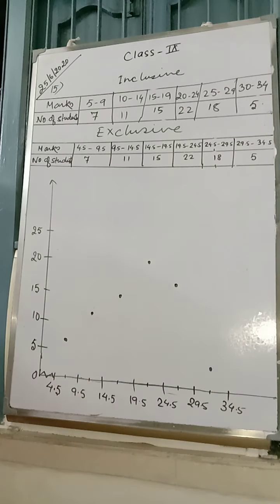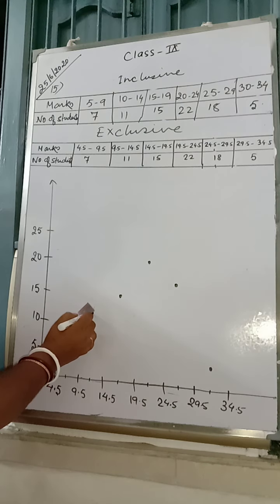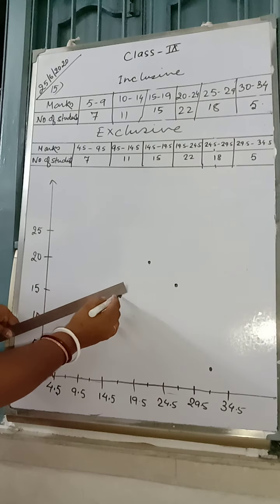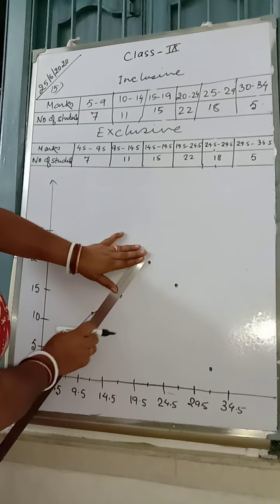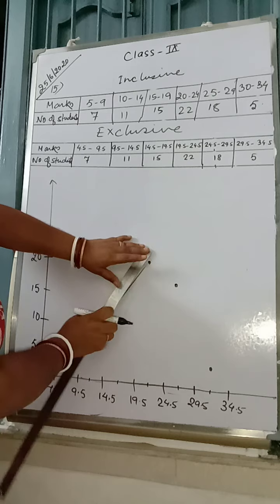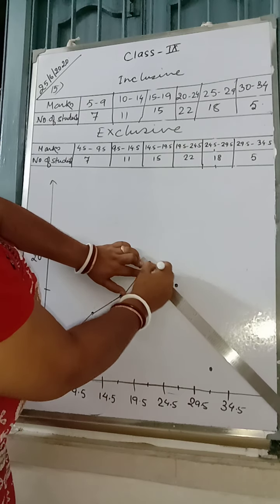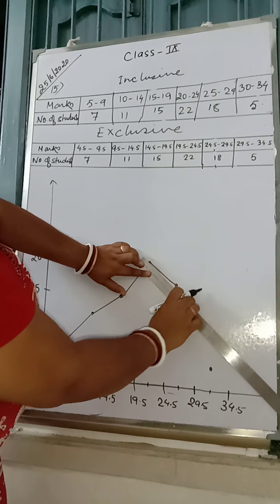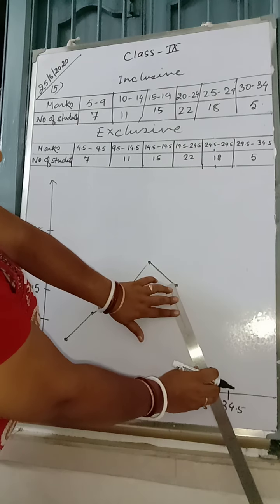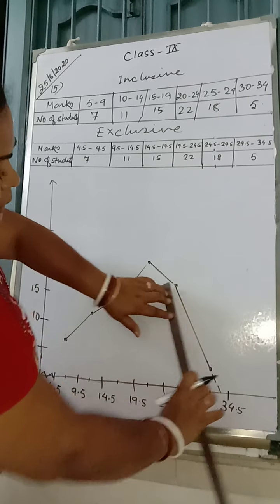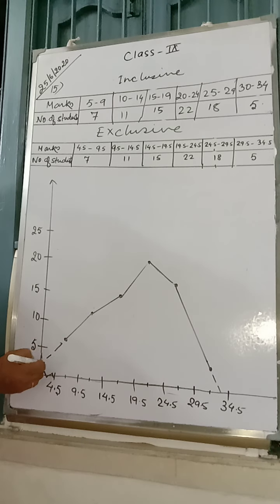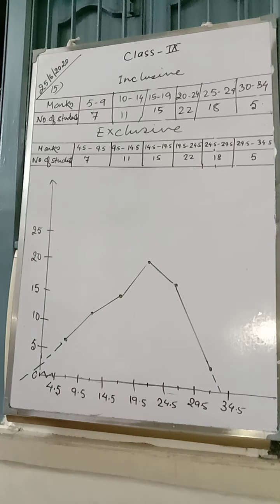Now what are we going to do? We are going to join these points. So first I will be joining these two, then these two, then these two, these two. You can draw a dotted line this side. Similarly, a dotted line goes this side. It does not matter if it comes to the negative side, no problem.